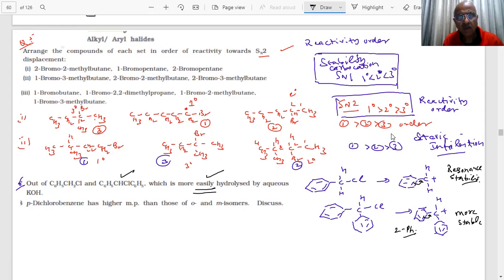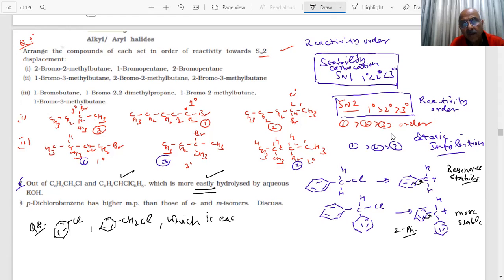Yes, sir. The question has been put up in the paper. The question was also like this. Which is more easily hydrolyzed? Which is easily hydrolyzed, students, out of these two?